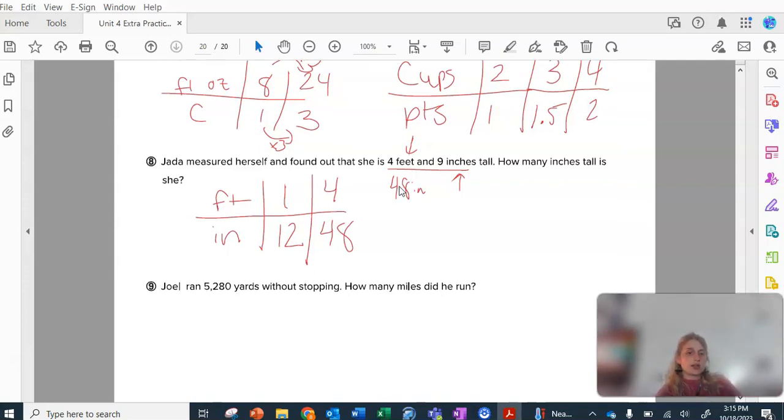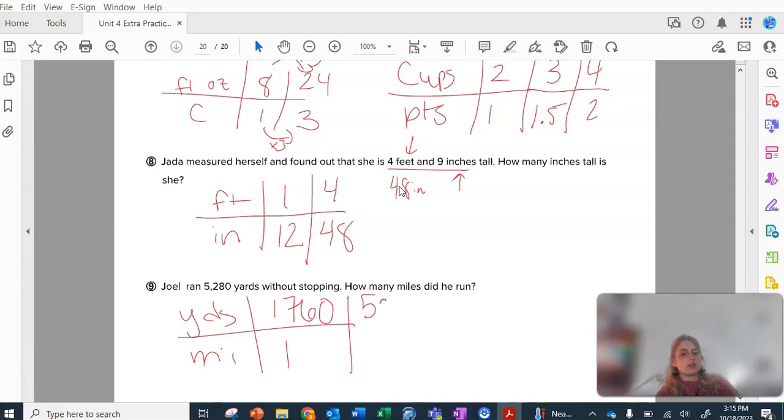Last one. Joel ran 5,280 yards without stopping. How many miles did he run? Yards, miles. 1 mile is 1,760 yards. We need to figure out how many 1,760s are in the number 5,280. So maybe you want to repeatedly add, because that does not seem like a division problem I want to do. Like a guess and check kind of. Okay, 2 1,760s, does that make 5,280? If yes, great, your answer is 2. If no, keep adding. Add another 1,760 until you can figure out how many miles that is. It should be a whole number.